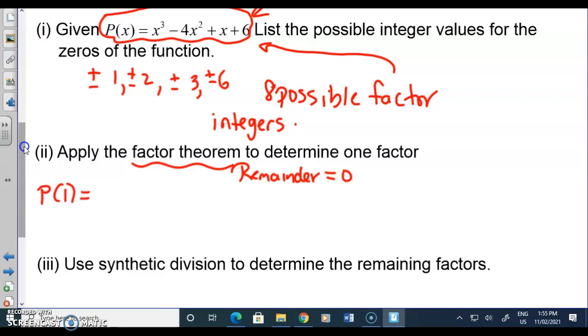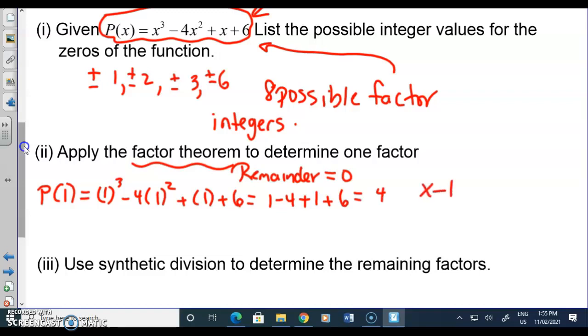Now you can do a lot of the algebra in your head, but I'm just going to do 1 to show you the idea. I'm going to plug 1 into my polynomial. I'm going to get 1 minus 4 plus 1 plus 6. And when you work out this value, you get 4. So what does that tell me? That tells me that x subtract 1 is not a factor. And if it's not a factor, it's not an x-intercept.